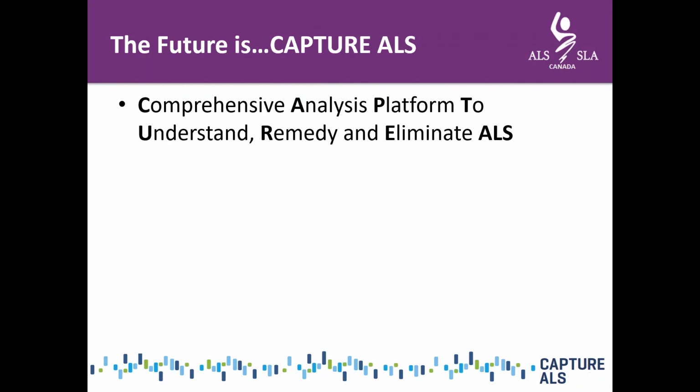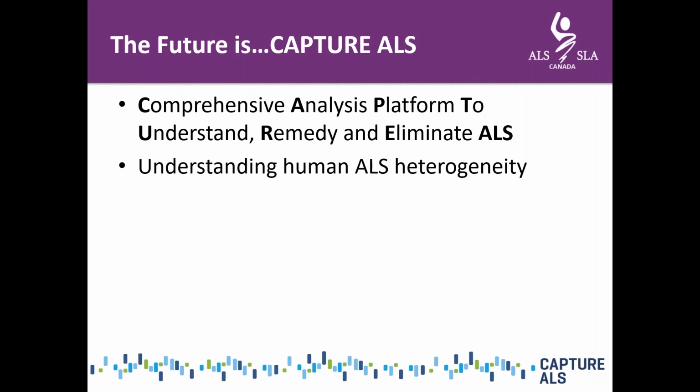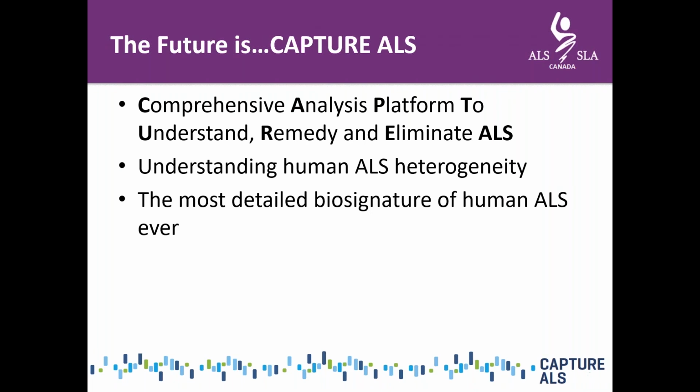And something called Capture ALS, which stands for Comprehensive Analysis Platform, Understand, Remedy, and Eliminate ALS, is a platform that's going to help us to understand human ALS heterogeneity. Why do some people have slow disease? Why do some people have fast disease? Why do some people have cognitive impairment while others do not? How do we understand that? Because that is one of the last remaining major hurdles that's going to allow us more efficient translation of these great therapeutic targets from the laboratory into effective clinical trials. And the idea is that Capture ALS will help us to gather in Canada the most detailed biosignature of a human with ALS ever.